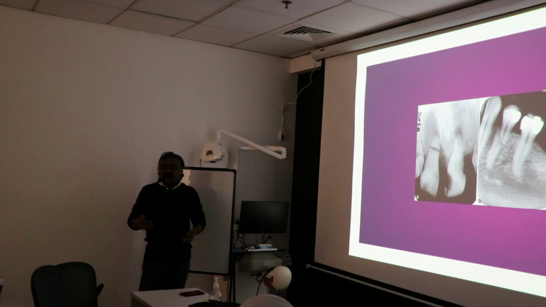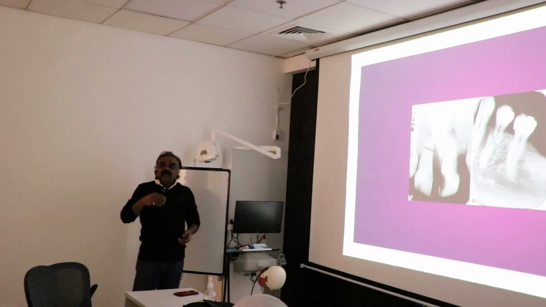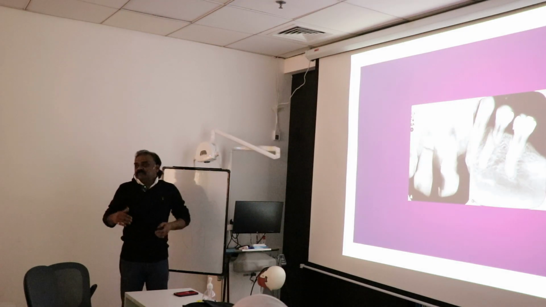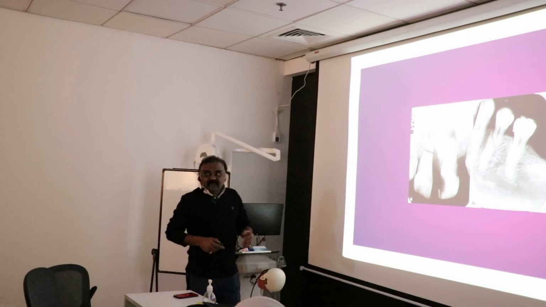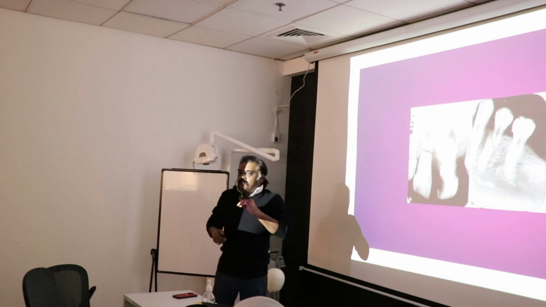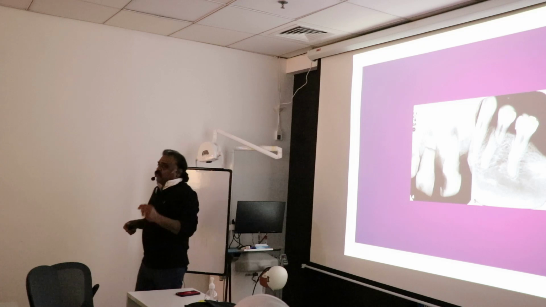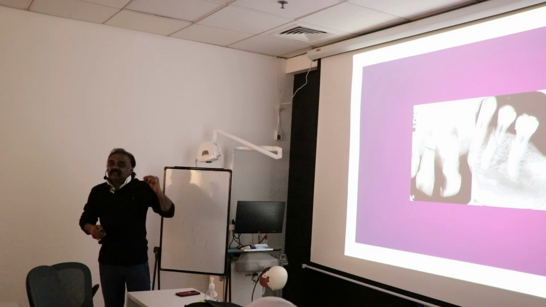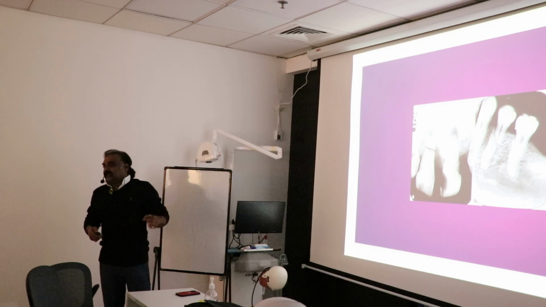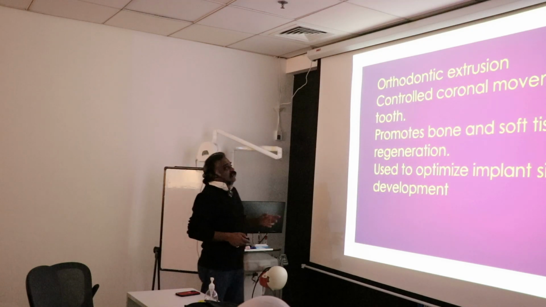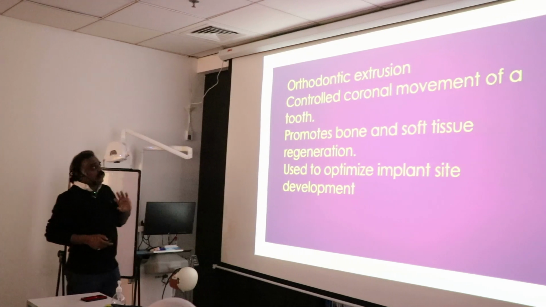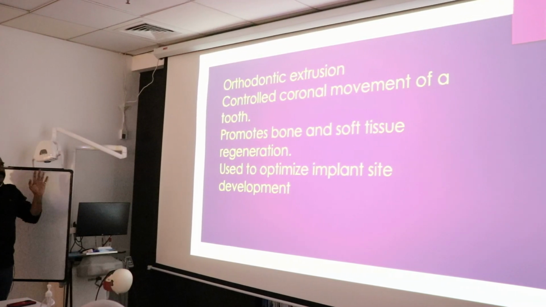You might still need a little bit of bone when you're going to place the implants, but they totally reduce the amount of invasive procedures. So this is helpful. Orthodontic extrusion should be thought of as an alternative to prepare your implant site so that you get enough bone for the placement of your implant. It should be thought of in clinical practice, which will be helpful. So orthodontic extrusion is nothing but controlled coronal movement of the tooth. You're bringing it down, that's all.